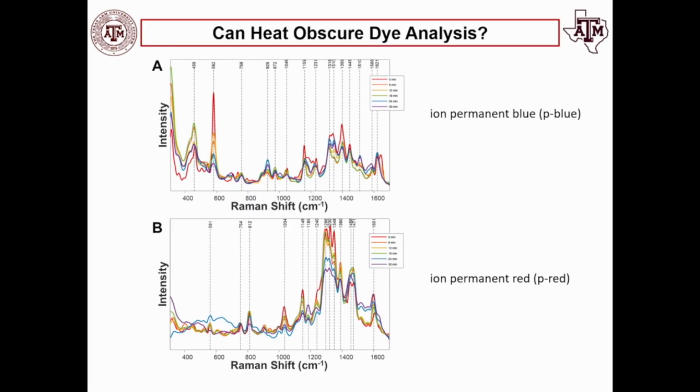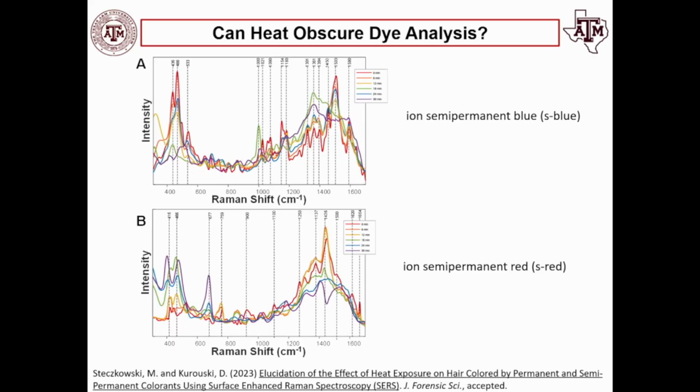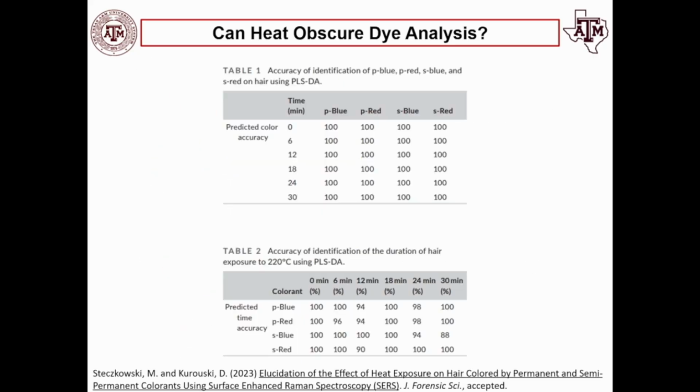And I also have to mention the effect of heat exposure on hair. Here we observe very strong changes that are triggered by hair exposure to heat at 220 degrees Celsius. That is present on permanent and semi-permanent colorants. Nevertheless, if we utilize chemometrics, we can enable highly accurate identification of colorants present on hair and exposed to the heat environments.